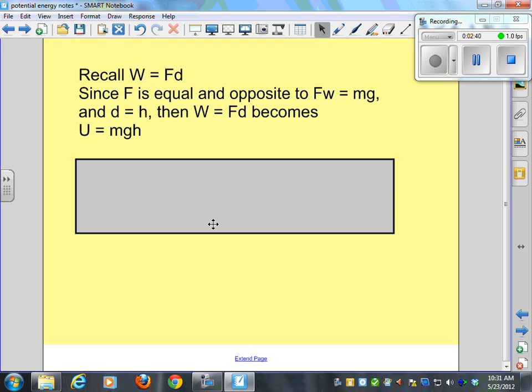Potential energy is mgh. Mass times gravity times height. The higher it goes, the more potential energy it has, right?